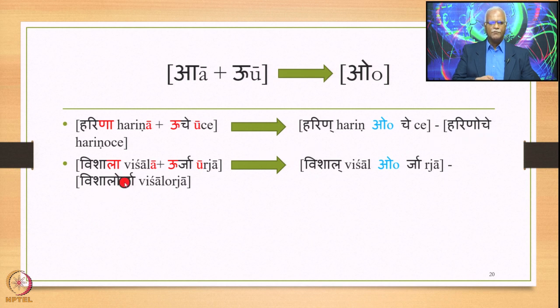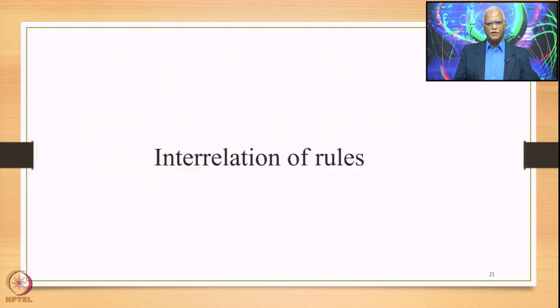Then we have the compounded form Vishala plus Urja, where A is followed by long U. And so in place of both of them, 6.1.87 applies and substitutes O. And so we have Vishal O Rja, Vishalorja. These are the examples that we discussed in this particular lecture.